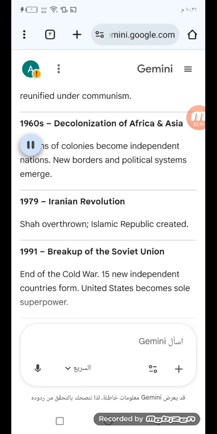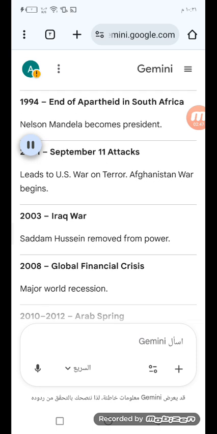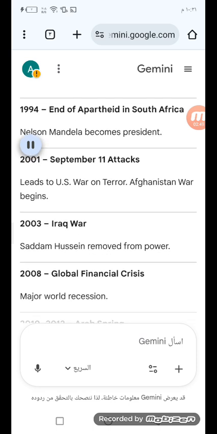15 new independent countries form. United States becomes sole superpower. 1994, end of apartheid in South Africa. Nelson Mandela becomes president. 2001, September 11th attacks. Leads to the U.S. war on terror. Afghanistan war begins. 2003, Iraq war. Saddam Hussein removed from power.